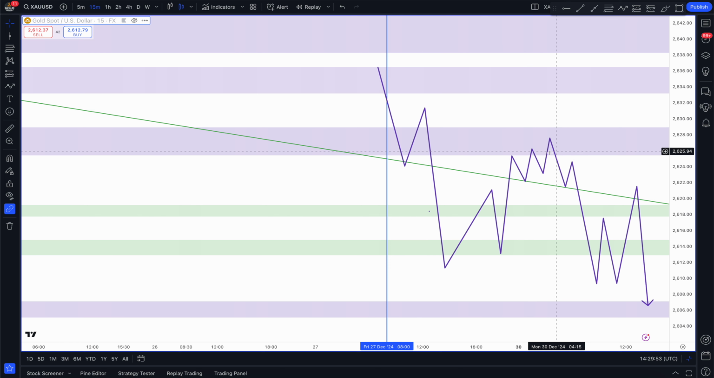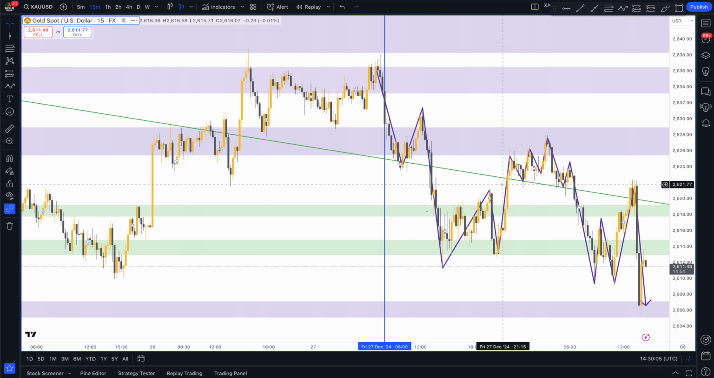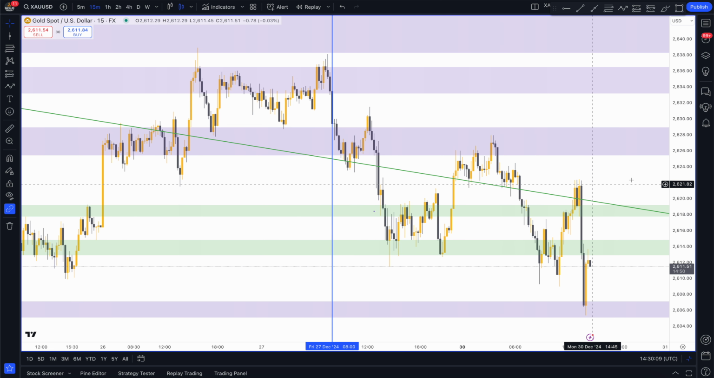So as you can see, we've had a few tests of support at this trend line level, indicating to us that it is definitely still valid. A few tests as support, a few tests as support again here, and then another test as resistance. So yeah, that's what's happened in this week so far, since our last technical analysis.